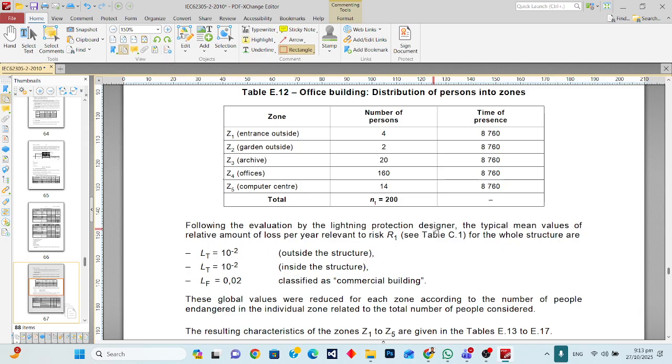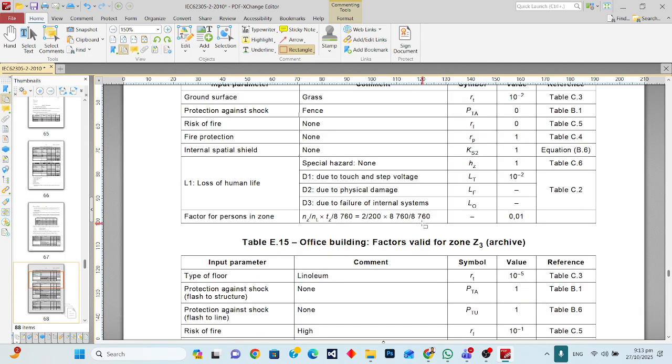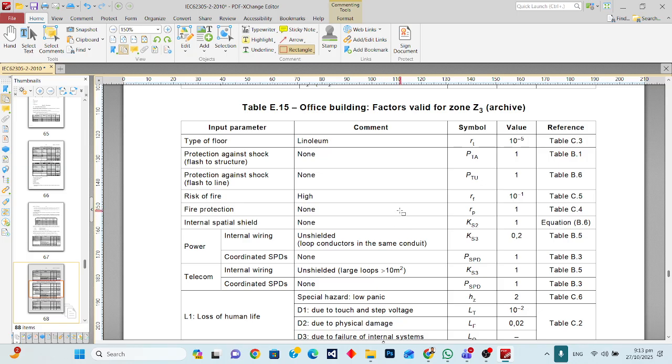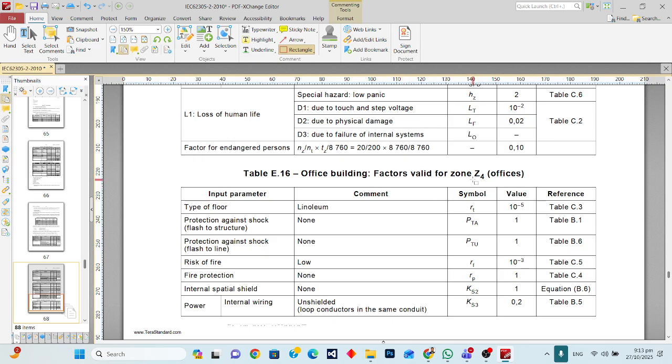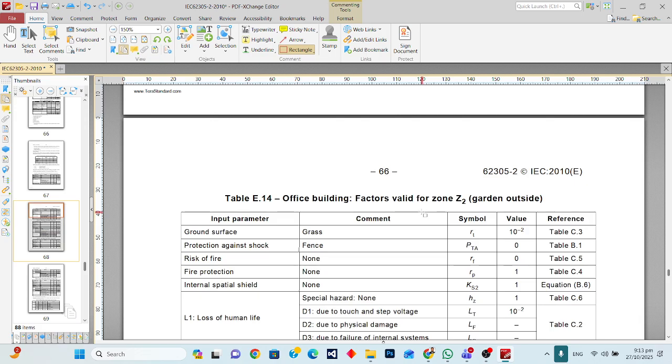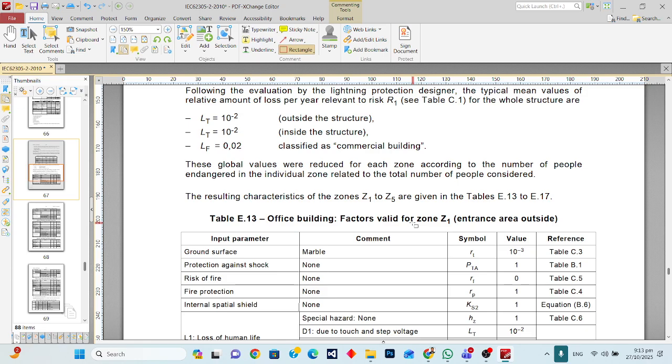You can check which one will be applicable to your case. They have mentioned the Z zone offices, and you can see that they have divided it. I have explained to both of you that when we do the risk assessment for any building area, we have to divide the building into different zones: which zone has how many people, and so on. When we divide the full building into different zones and calculate the number of persons in each zone, on that basis we calculate our risk analysis.